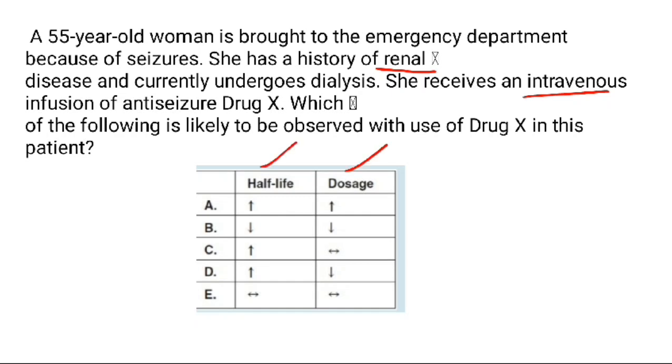Since the patient has renal disease, it means the drug will not be cleared. So the half-life will be prolonged. It can be A, C or D. Now, the drug half-life will be prolonged. As the half-life is prolonged, the dosage must be reduced so that the patient will not have any toxic effects of the drug X. So we will consider the option D.